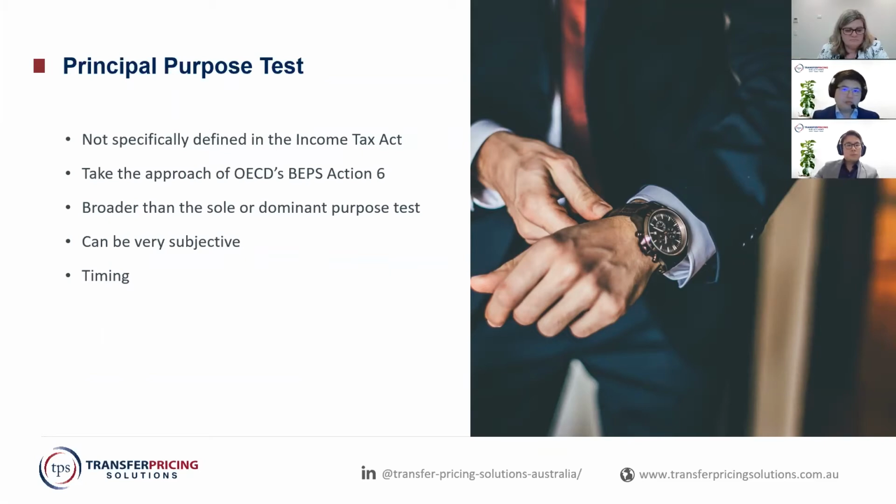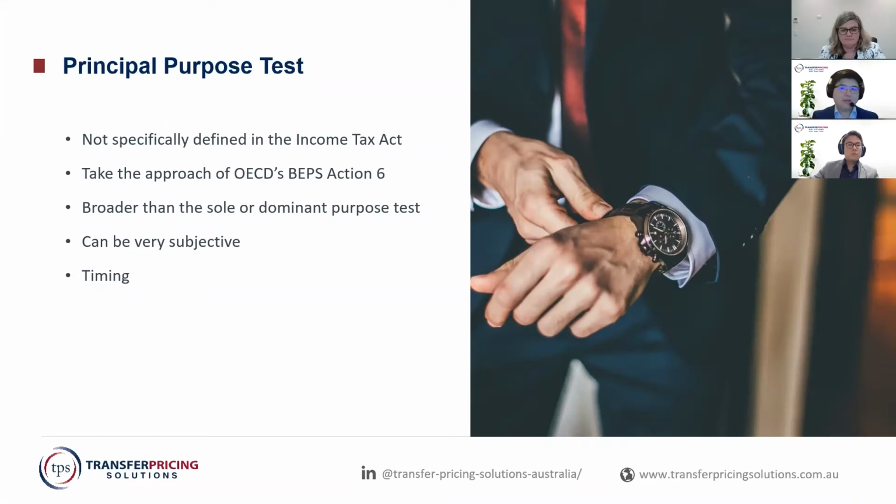Now, the term principal is not specifically defined in the Income Tax Act. However, the ATO mentioned through their guidelines that the principal purpose test should be consistent with the approach taken by the OECD under their BEPS Initiative Action 6. What does this mean, right? It means that basically if obtaining a tax benefit is one of your purposes for setting up an arrangement, it doesn't have to be a main one or a sole dominant purpose, you would have failed this test.